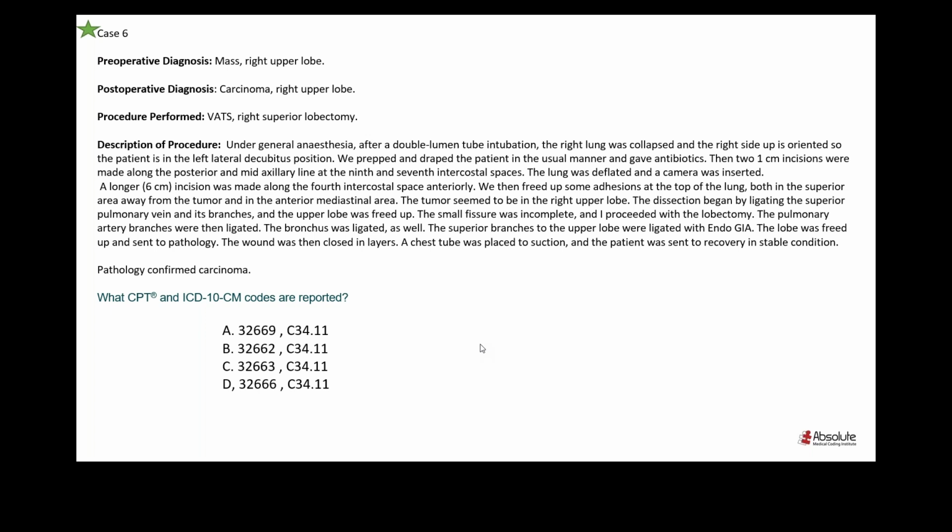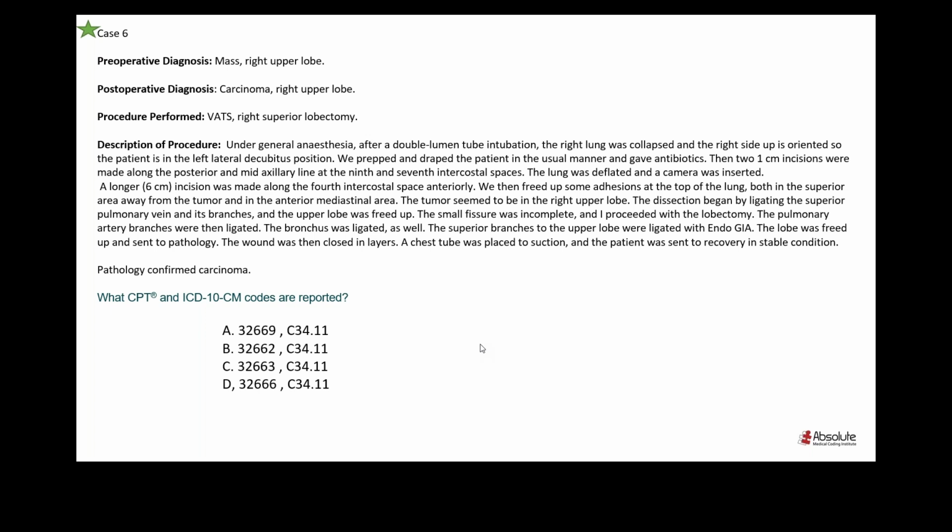Preoperative diagnosis: mass, right upper lobe. Postoperative diagnosis: carcinoma, right upper lobe. Procedure performed: VATS, which is video assisted thoracoscopic surgery, of right superior lobectomy under general anesthesia, a double lumen tube intubation, right lung collapse, and right side up is oriented. So the patient is in the left lateral decubitus position.